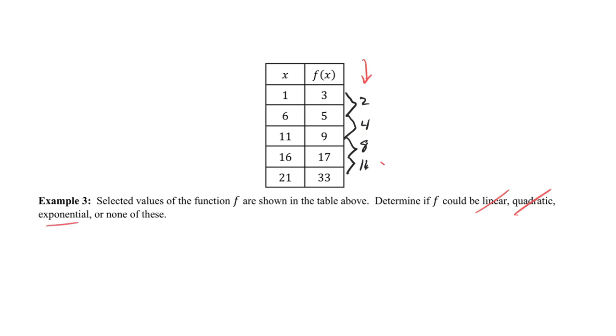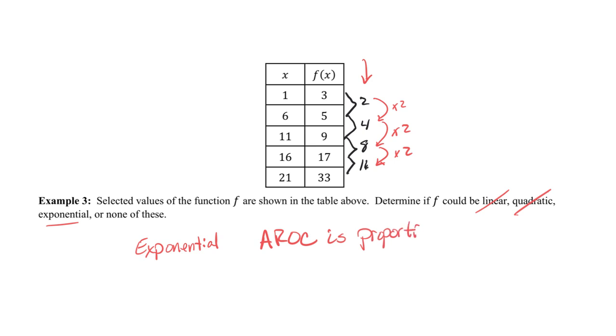So is it exponential? And the answer is yes, because I am multiplying by 2 to get to the next number every time, right? So that is what exponential would do. So we would write this out. We would write exponential, if they asked to explain, exponential, and why? Because the average rate of change is proportional. Okay, and what does proportional mean? It means we're multiplying by the same thing over and over again. All right, and that's the end of this lesson.